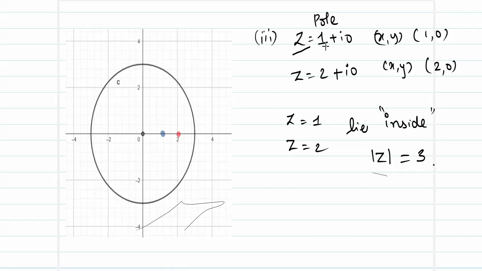So z equal to 1, this is 1, 0, my first pole. 2, 0 is the second pole. Both of them lie inside. So when they lie inside, what will I have to do? I'll have to apply the Cauchy integral formula to evaluate the integral.